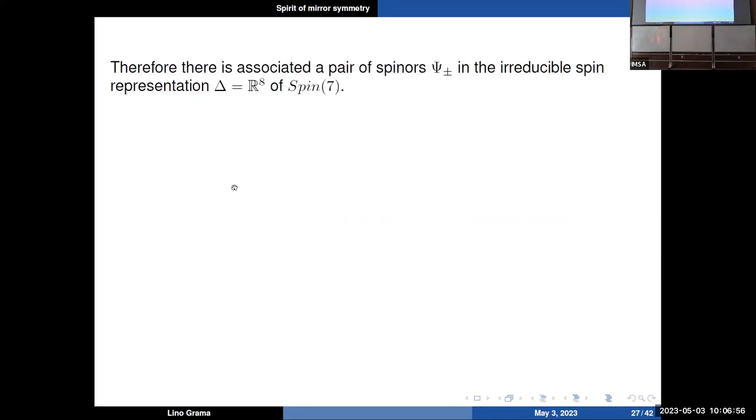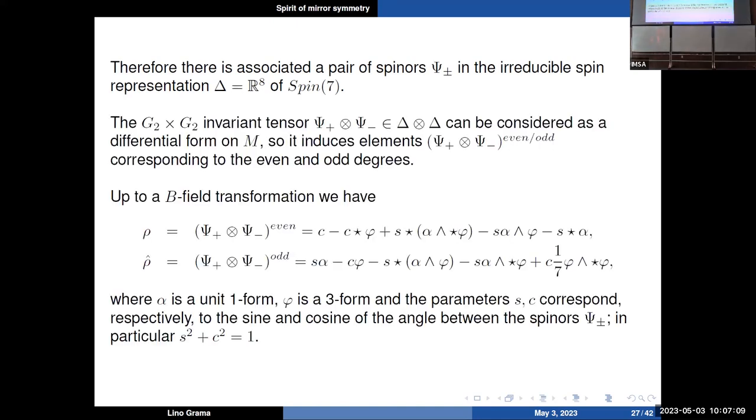And that is associated with a pair of spinors in the reducible spin representation Δ of Spin(7). And the G2 × G2 invariant tensor can be considered as a differential form. So it induces elements of even and odd degree. And up to B-field transformation, we can describe these spinors very precisely.